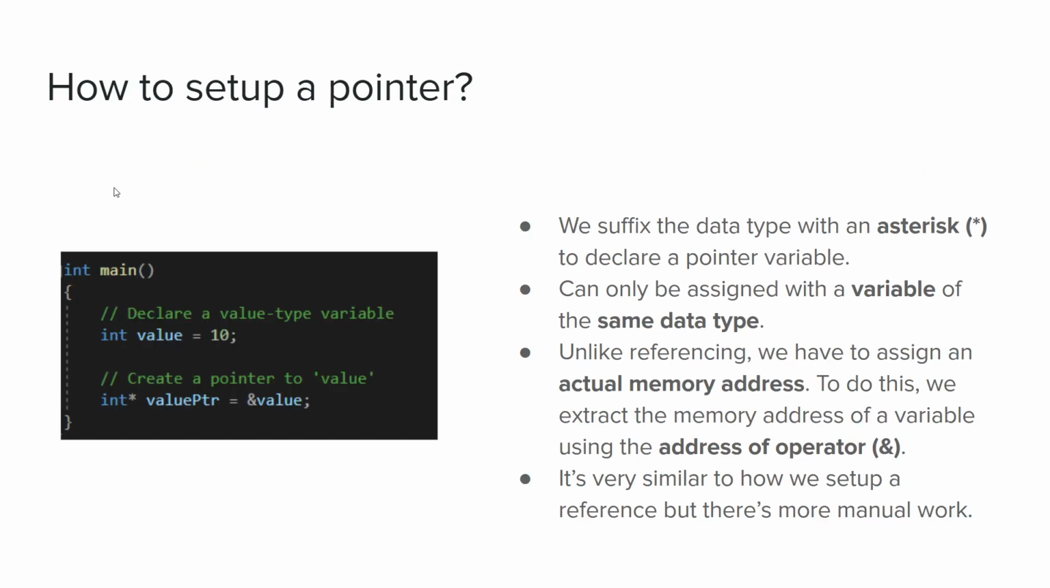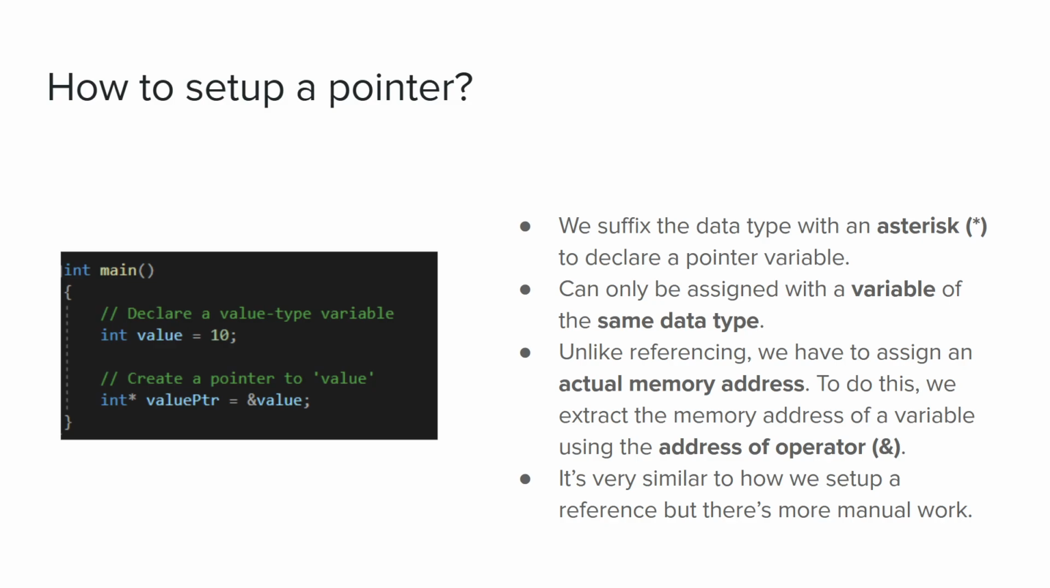So how do you set up a pointer? Unlike ampersand, you use the asterisk. We suffix the data type with an asterisk to declare a pointer variable. This can only be assigned a variable of the same data type. You're not able to create a pointer to an int and then point it to the memory address of a float. Di pwede yun. Di niya tatanggapin. They both have to have the same data type. So if it's an int pointer, it should point to an address that is also an int.